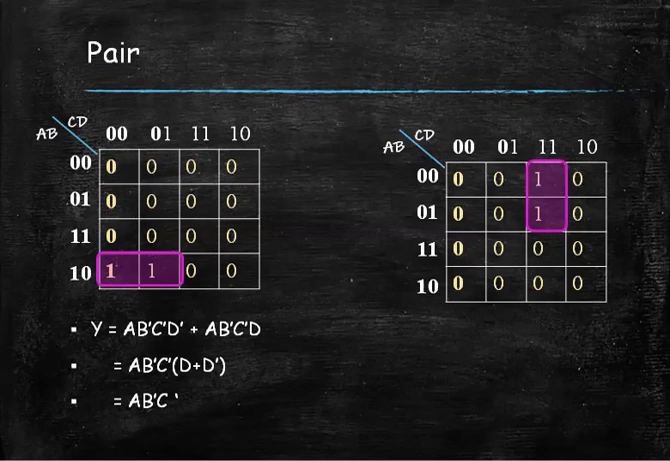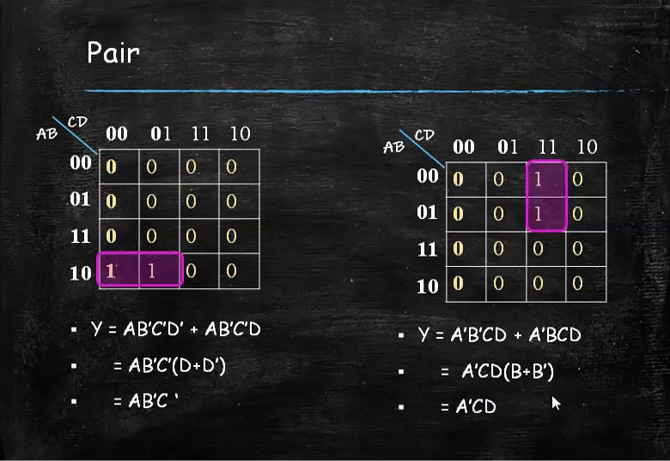Using the Boolean algebra, we must reach there. Okay. We know that Y is equal to A bar, B bar, CD or A bar, B, CD. Okay. We take A bar, CD outside. Then we get A bar, CD. The final result is A bar, CD.